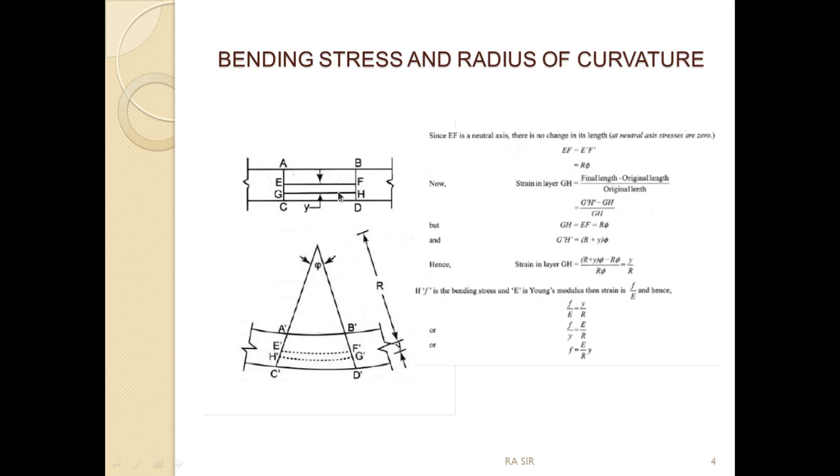The strain that is developed in the layer GH will be Y by R. In the initial days of strength of materials we learned that sigma equals E into epsilon. So the strain we have found out here is the strain. If we take the bending stress as F, then F by E is also strain, stress by E is also epsilon. So F by E is equal to Y by R, which gives F equals E Y by R. This particular equation is the relation between bending stress and radius of curvature.